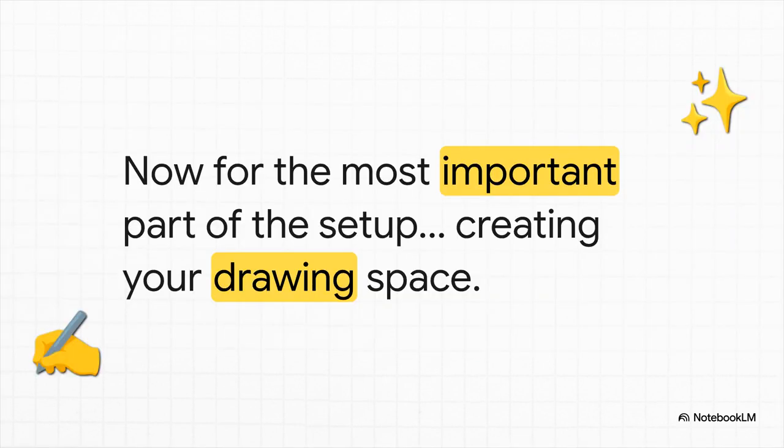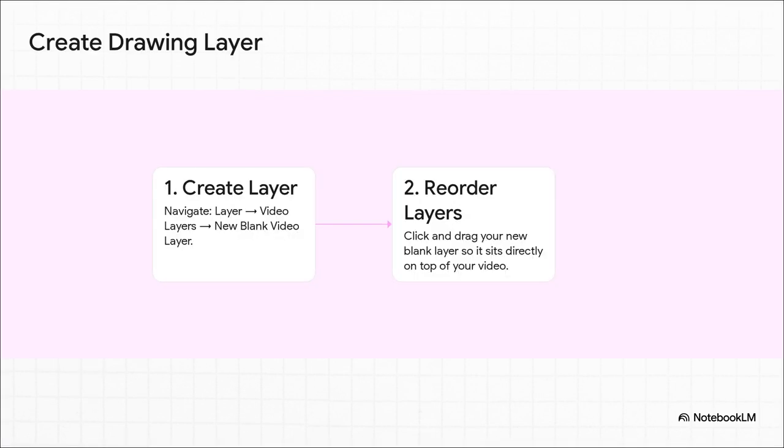Okay, so you should see your video open in Photoshop, and there should be a timeline down at the bottom. Take a deep breath because we are at the single most important part of this whole setup process. We're about to create the actual space where your animation is going to come to life. So here's the deal. We need a brand new, totally transparent layer that we can draw on. Go up to the menu at the very top of your screen and follow this path. Click on Layer, then go down to Video Layers, and from there choose New Blank Video Layer.